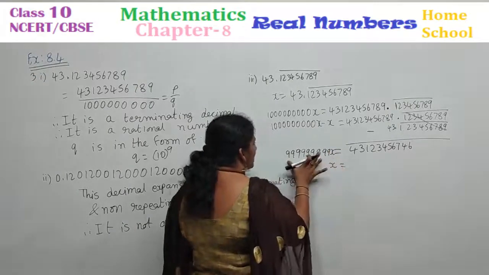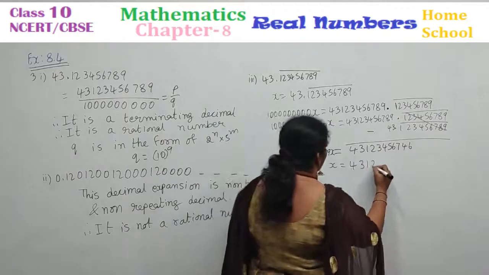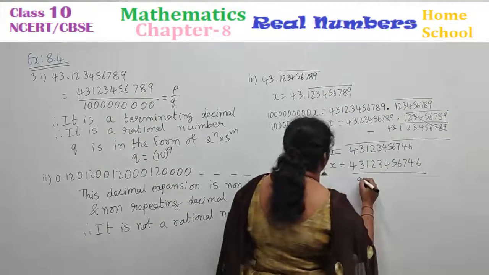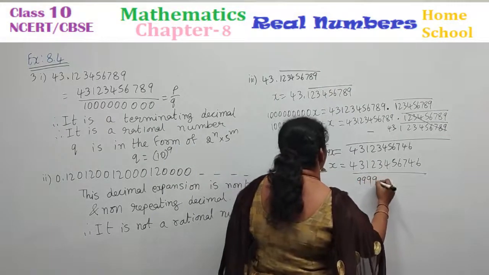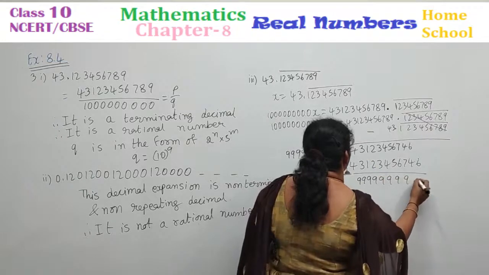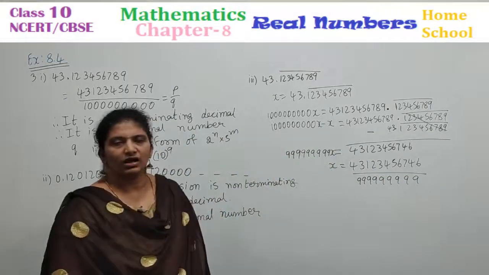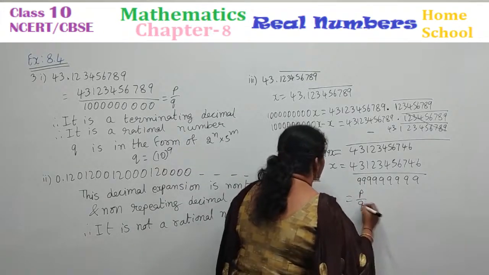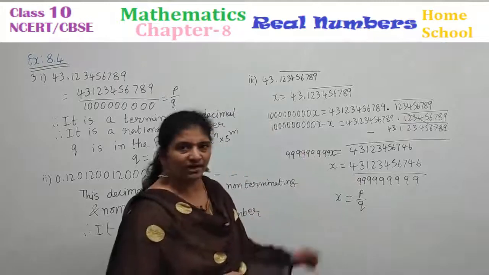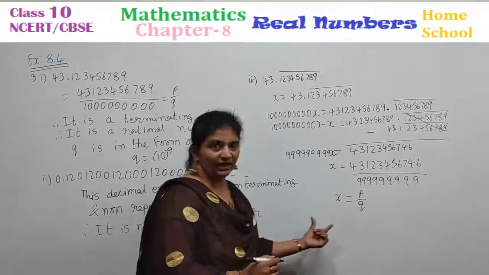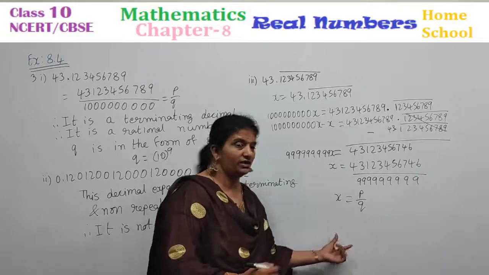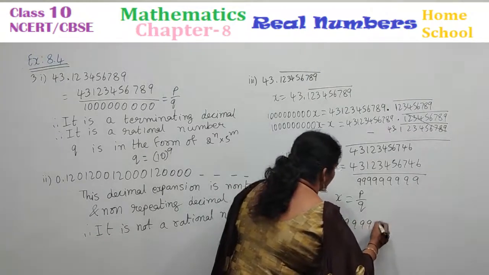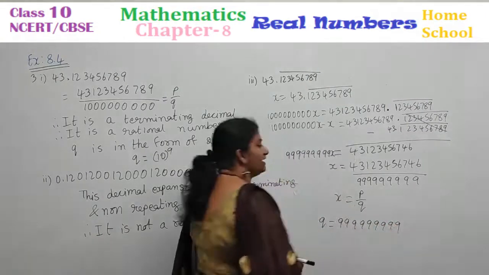Now this multiple, send this side. 4, 3, 1, 2, 3, 4, 5, 6, 7, 4, 6 by 9 nines. Okay, so now it is in the form of P by Q. It is in which form, children? P by Q form it was there. So now finally, observe the prime factor of Q side. Therefore, Q is 999999999. 9 nines you will be having.